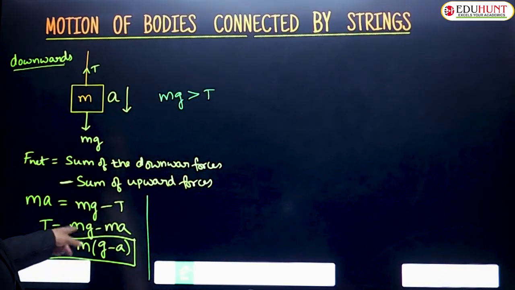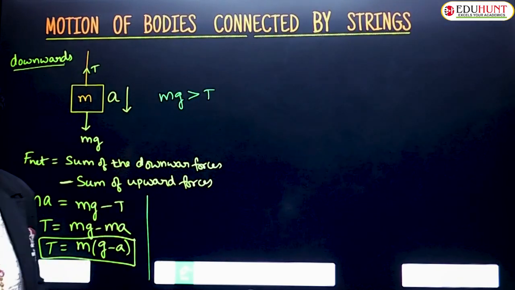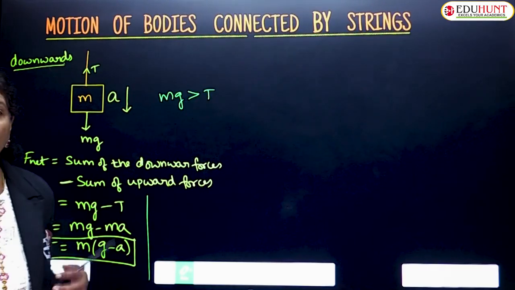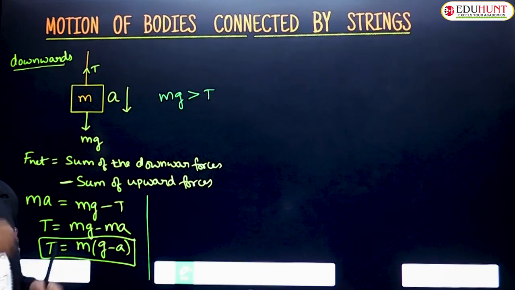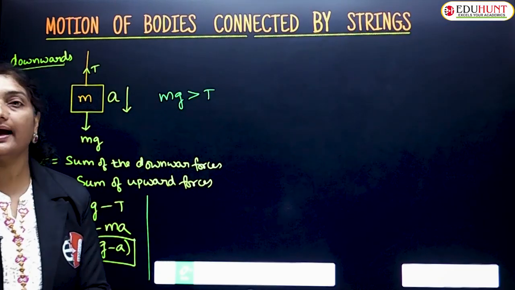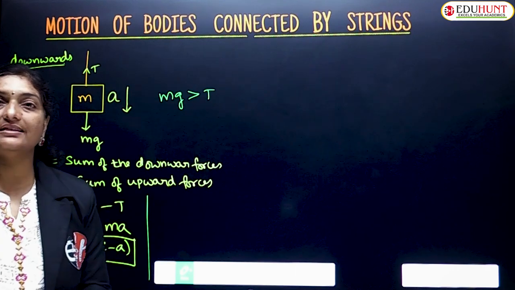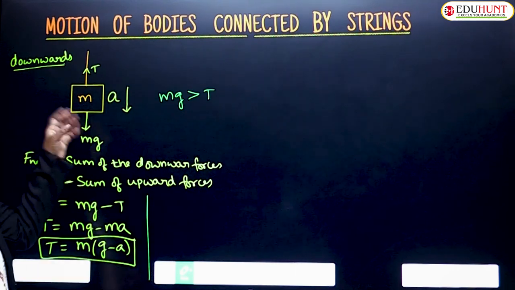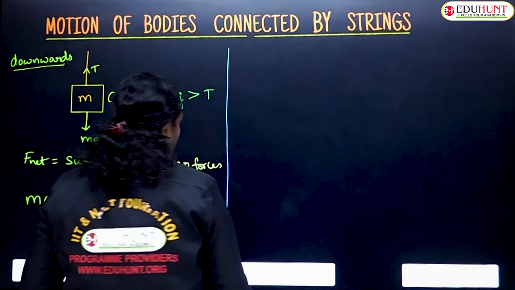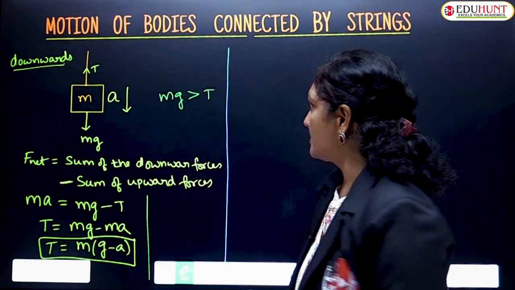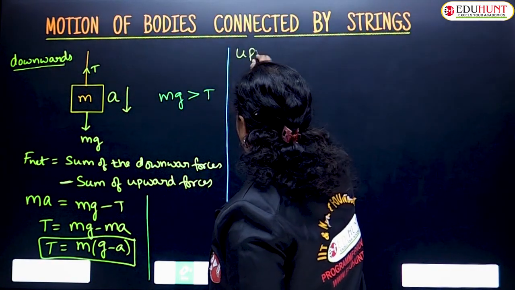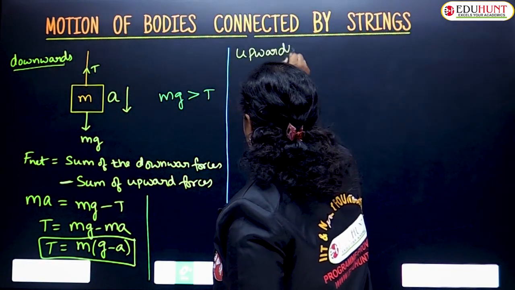As mg is dominating, the body moves downwards. That means the weight mg is greater than the tension in the string. Whenever mg is greater than the tension, we feel as if the weight of the object is being lost, and we can experience the same whenever we leave a bucket down inside a well. We feel as if the weight is being lost. Similarly, let us consider the same example when the body is taken upwards. So this is all regarding the downward motion. Now let us understand the same when the body is pulled upwards.